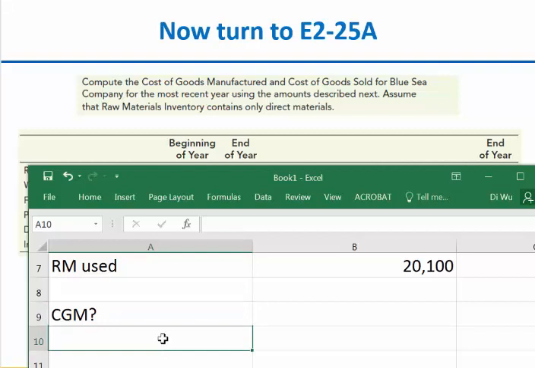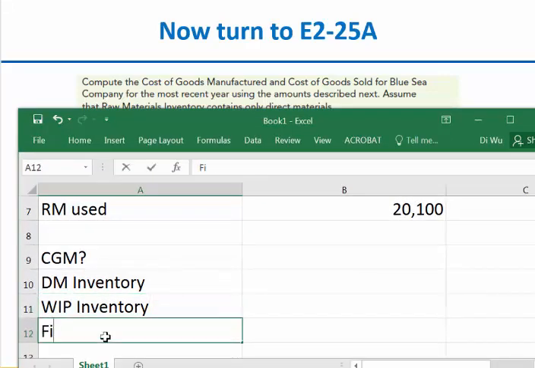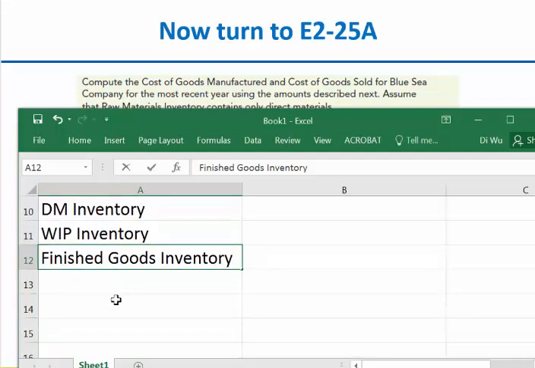So I have to start with the direct materials inventory. Then later I need to take a look at the work in process inventory. Then finally I have to look at finished goods inventory. I have to walk through all these inventories in order to find out the cost of goods manufactured. So these are three very important inventories I have to look at.